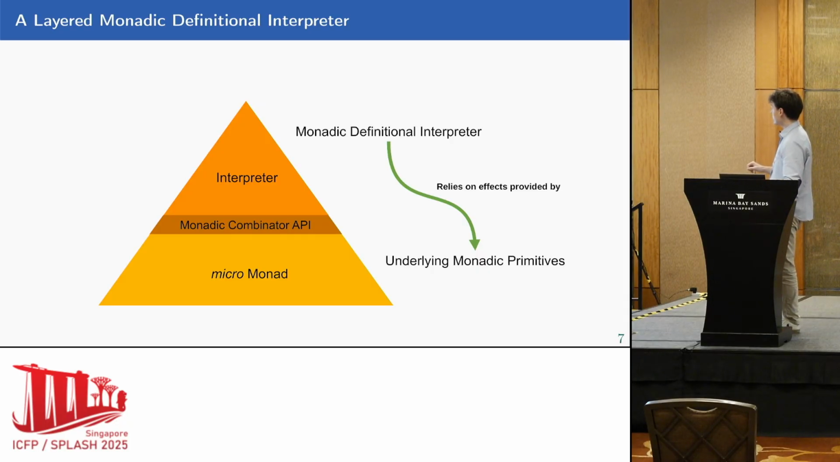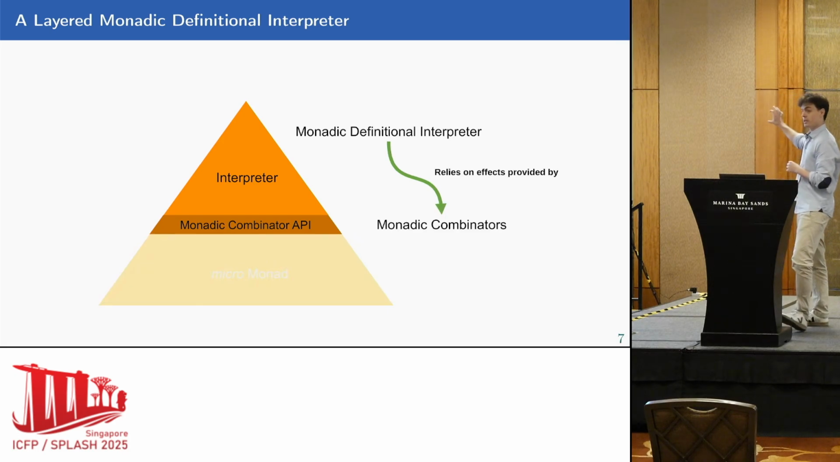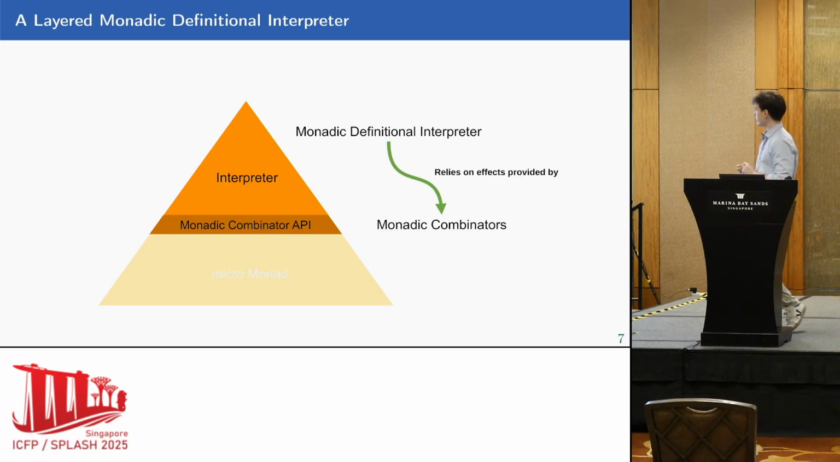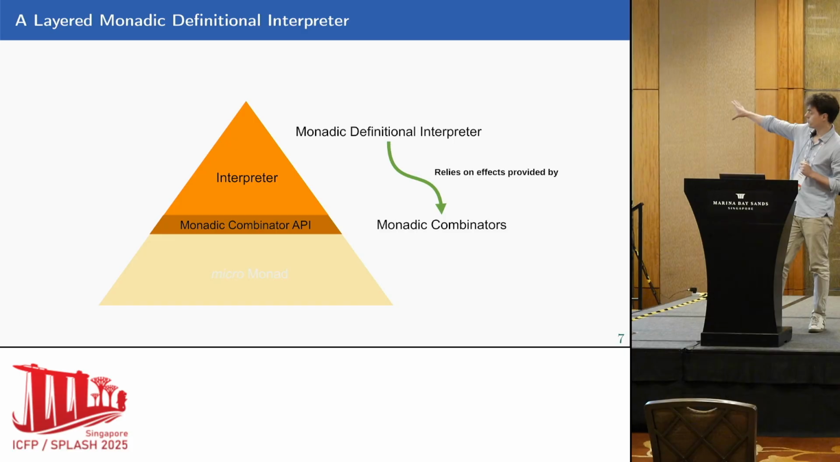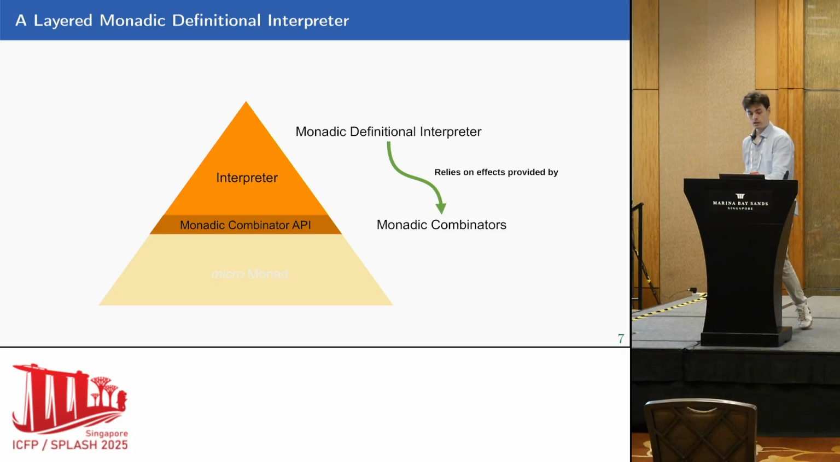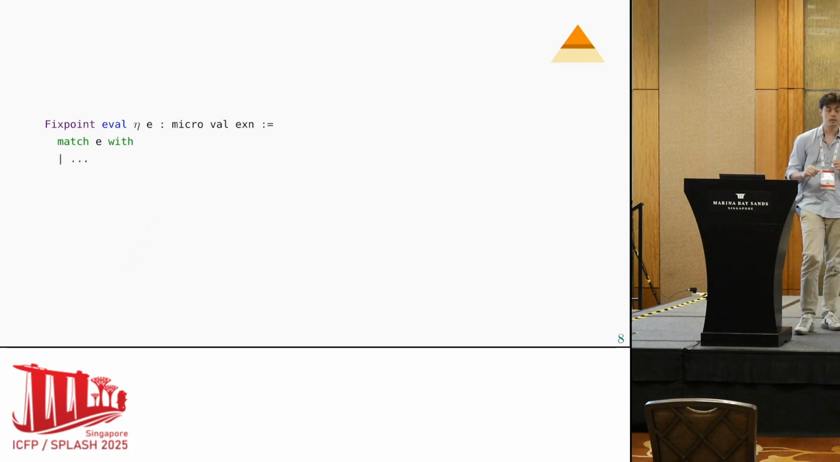And in practice, we have this monadic combinator API that makes it so we're agnostic to the implementation of the monad below. We just have these nice combinators we use for the effects we need at the level of the implementation of our interpreter. These effects are things like state, things like non-determinism, things like exceptions, etc. So what we're going to do is zoom in to this top level here and have a look at what the interpreter actually looks like.